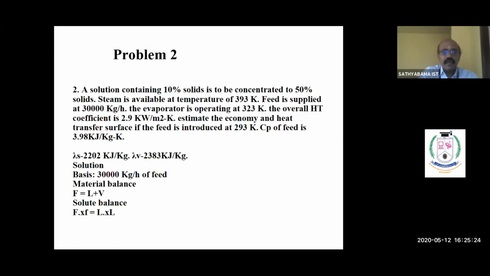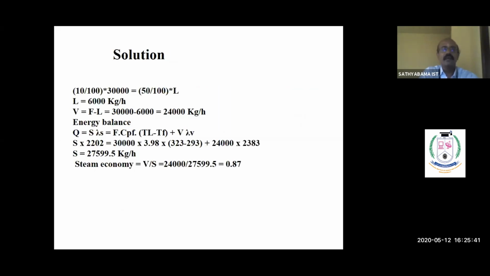2202 kilojoule by kg. Lambda V is equal to 2383 kilojoule by kg. Solution. We are going to take the basis of 30,000 kg by hour of the feed material, wherein the material balance can be given by F is equal to L plus V, and solute balance is given by F into XF is equal to L into XL. So 10 by 100 into 30,000 is equal to 50 by 100 into L.